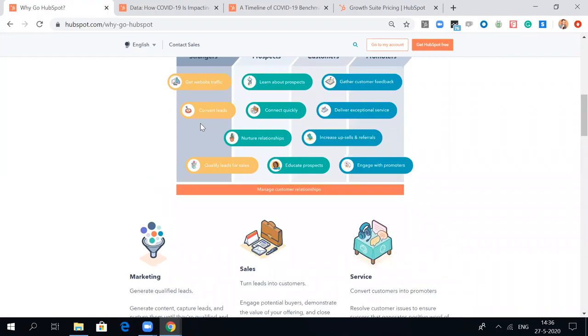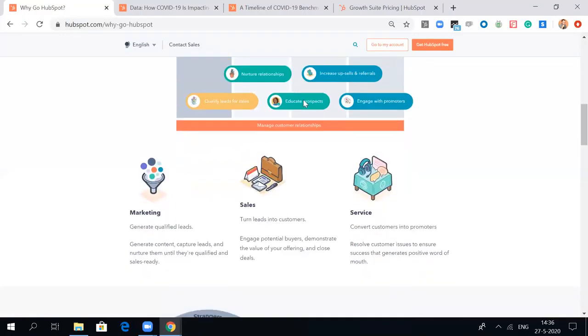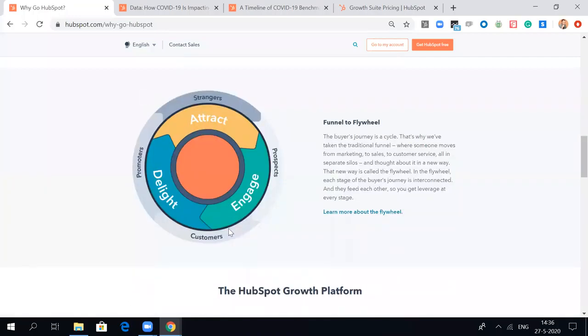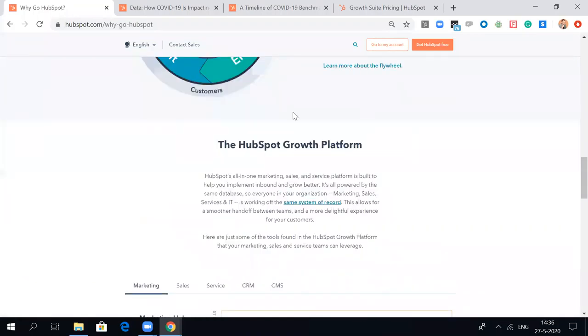HubSpot basically has all the tools you need to manage your customers and those customer relationships. Keep it even more simple, we're the front end side of your business. Anything that's customer facing, HubSpot has a tool for you to manage it. So that's basically what we are. It's basically a CRM with software around it to manage your customers, which we call our growth platform.